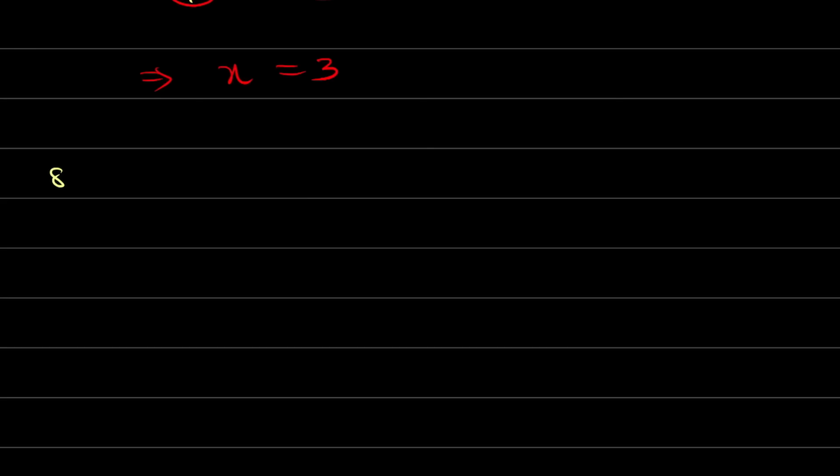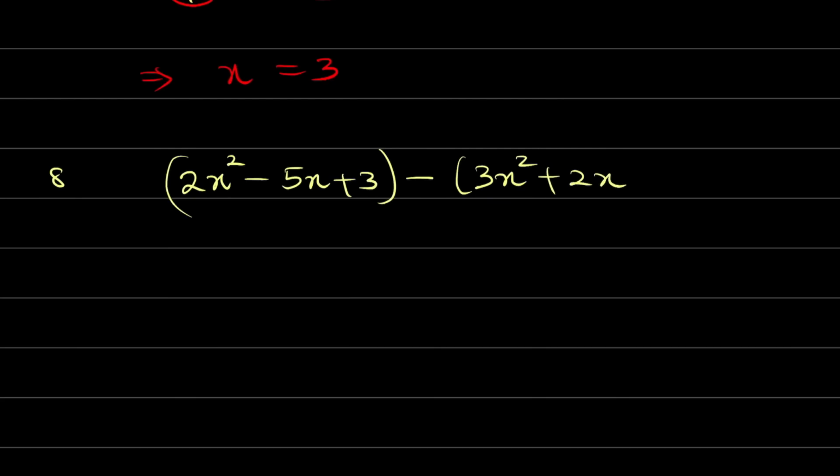Question number 8 says simplify 2x squared minus 5x plus 3 minus 3x squared plus 2x minus 5. This is algebraic simplification, and what we need to do is to carefully open up the bracket, particularly this one on the right, because of the negative sign in the middle.